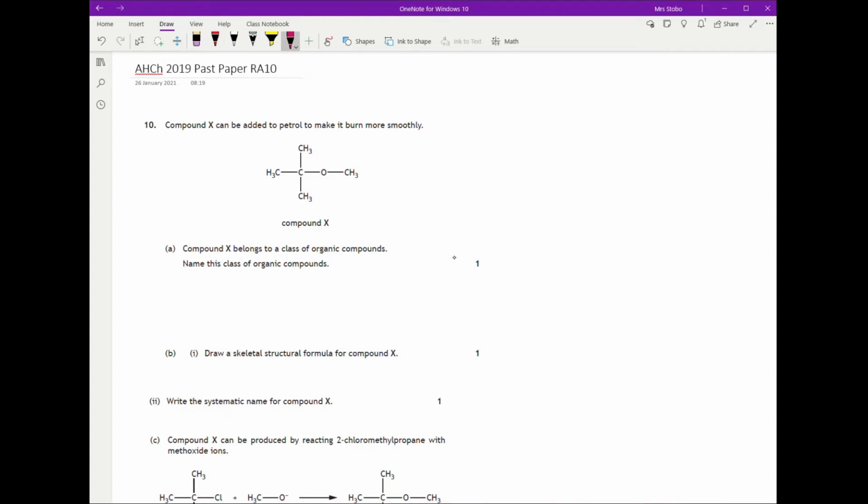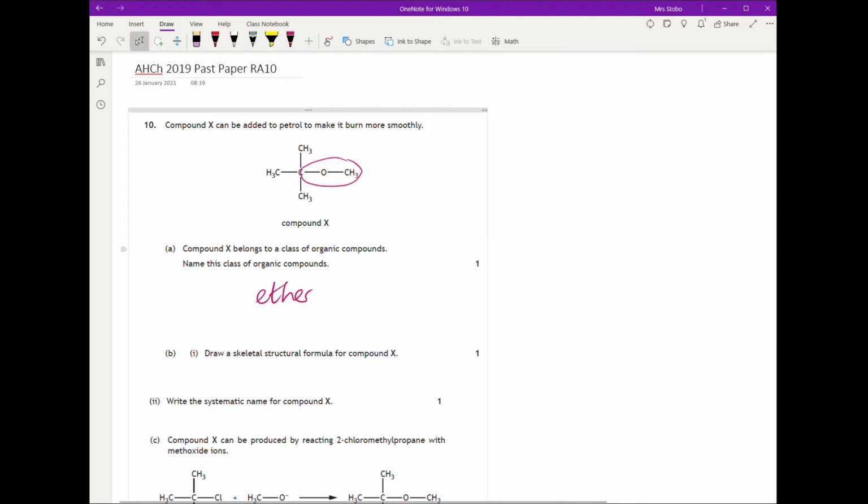Okay, so question 10. We've got compound X, which can be added to petrol to make it burn more smoothly. We have a picture of compound X. It belongs to a class of organic compounds. Name the class. The functional group you're looking at here is C-O-C. We have an ether.